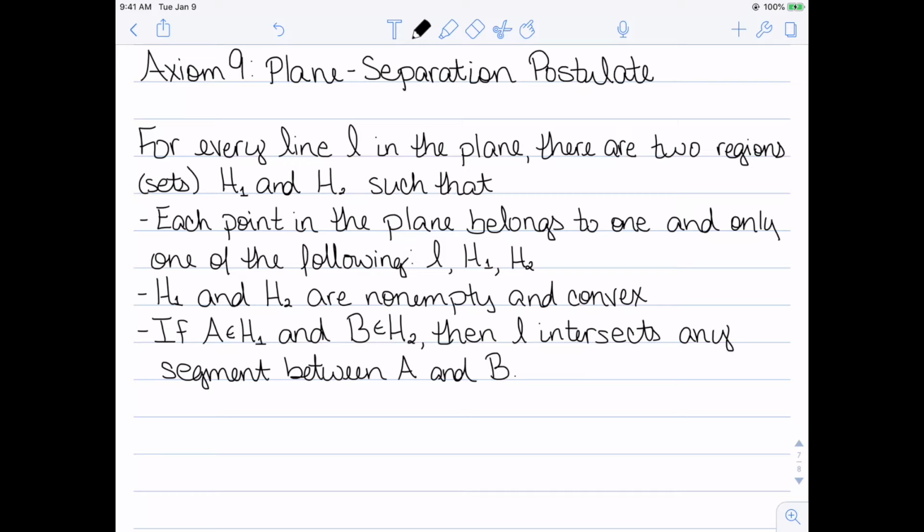So the idea of this is to be able to talk about the sides of the line. And this is going to eliminate that single elliptic geometry that I was talking about before. So that's no longer going to be a model now that I've introduced this new axiom.